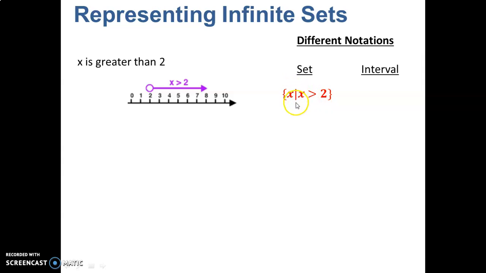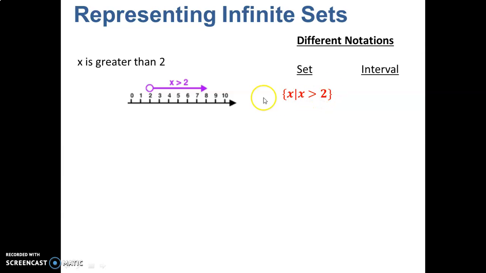So this thing means read on, there's a condition, and the condition is x values must be greater than 2. If we didn't have this and we just said the set of x, it would just mean it can be any x value. But in this case we're saying no, it must be x values that are greater than 2 only, so it's that set of numbers.